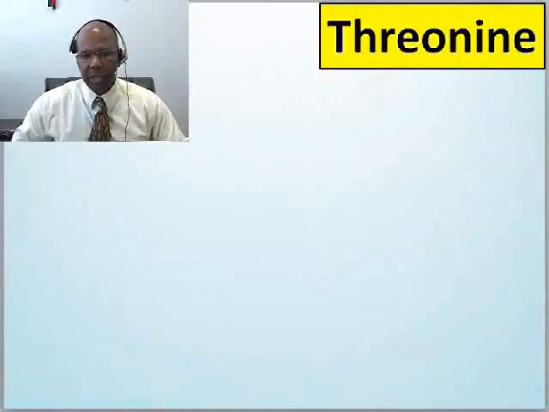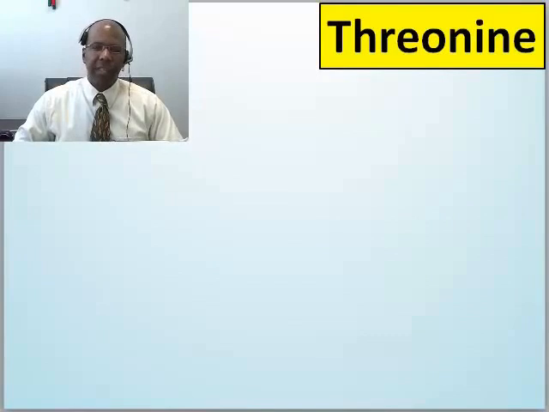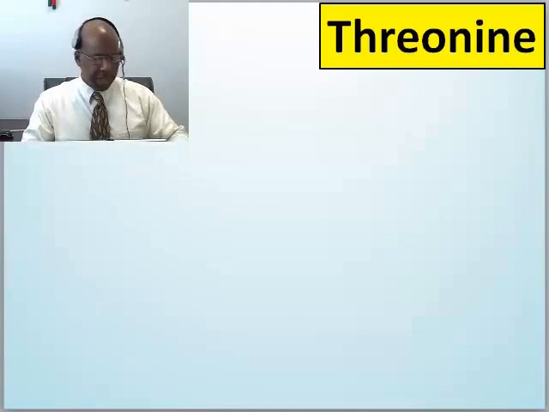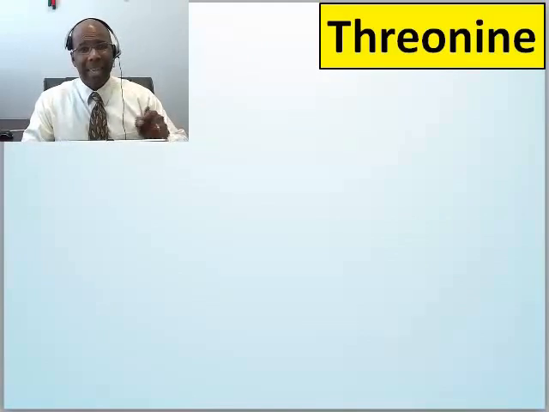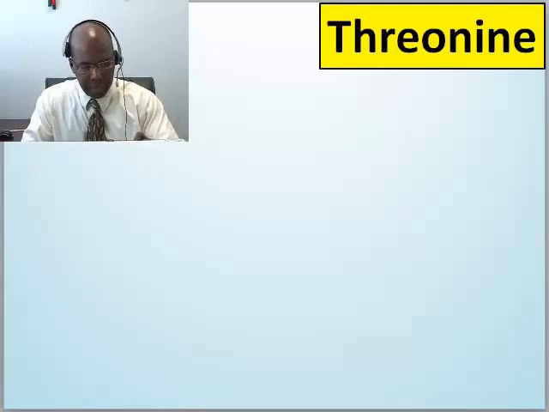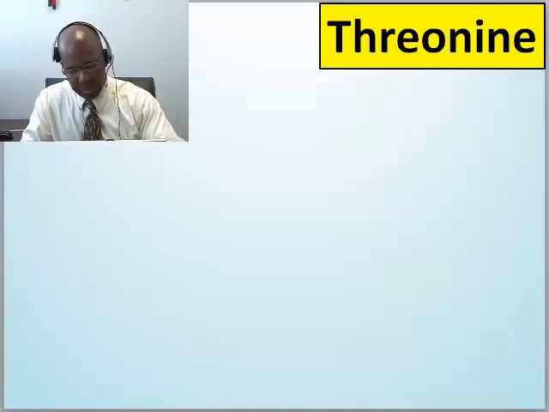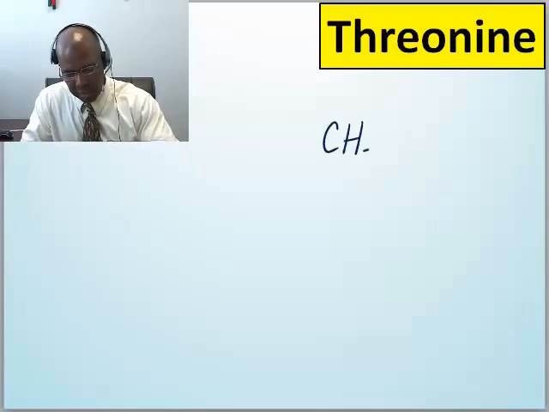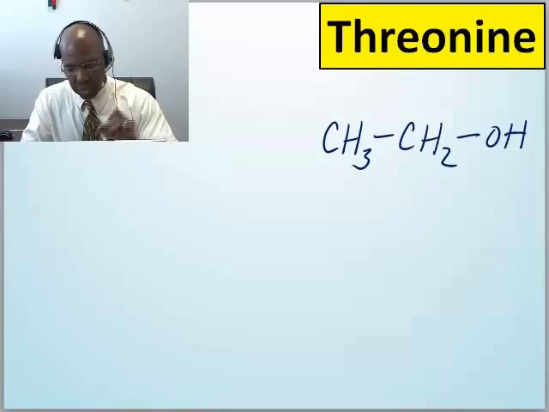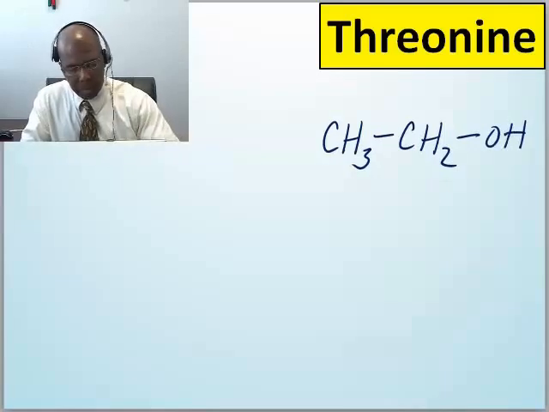The next amino acid is going to be threonine. And as before, we will start with the parent compound of the R group. And for threonine, that's going to be ethanol. This is the alcohol you drink. So let's put ethanol here. CH3CH2OH. This is ethanol. We'll put the name here.